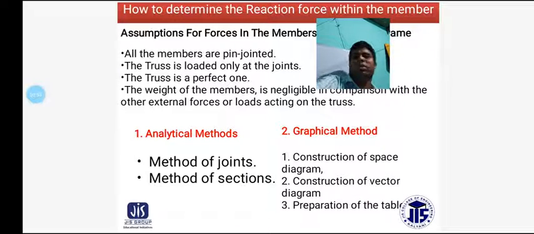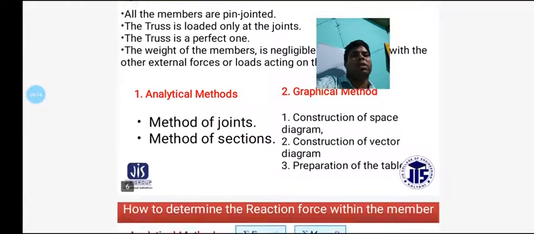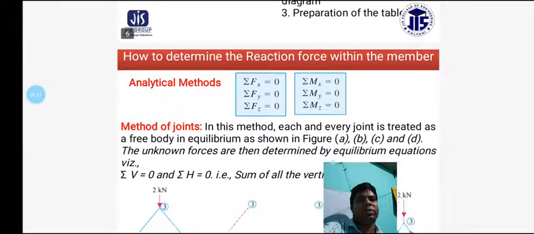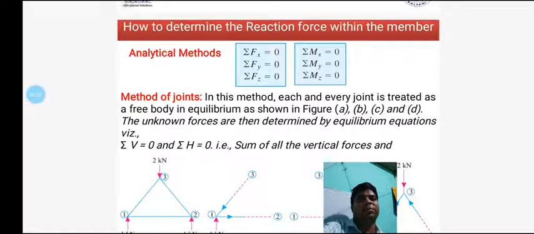Now mainly there are two methods. One is the analytical method and the second one is the graphical method. Now in the analytical method, there are the method of joints and the method of sections, and in graphical methods, the construction of space diagram, construction of vector diagram and the preparation of a table are required. Now how to determine the reaction force within the member?